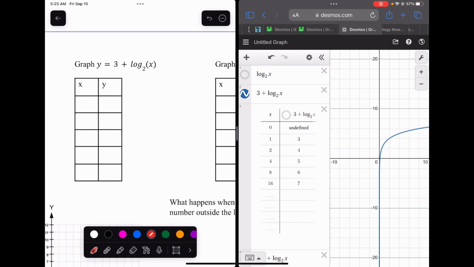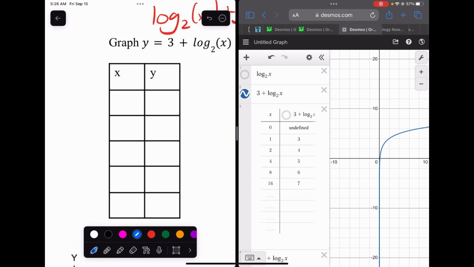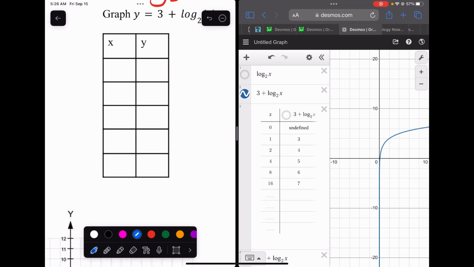Now, one thing I want to point out is this 3 can either be out in front, added out in front, or you could write it like this. Make sure you write this down because I want to make sure you guys understand that these guys are equivalent. All right, so let's graph this guy in a different color. And we end up with (1, 3), (2, 4), (4, 5), and then (8, 6), and (16, 7).